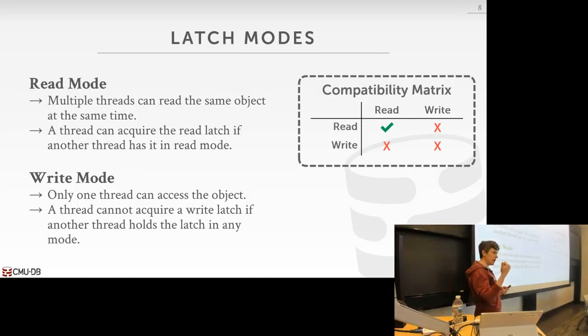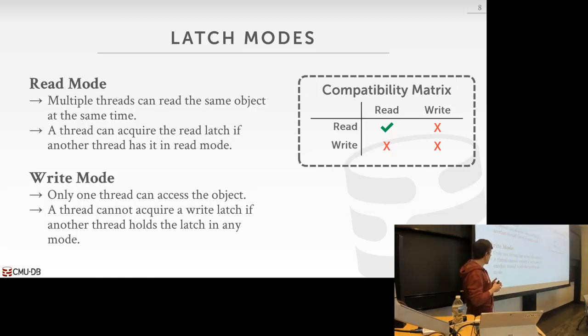Again, there's only two modes, read and write. So if a latch is being held in read mode, then multiple threads are allowed to share that read latch, right? Because again, it's a read-only operation, so I can have multiple threads read the data structure at the same time. There's no conflict, there's no integrity issues that could occur, so they can all share that.